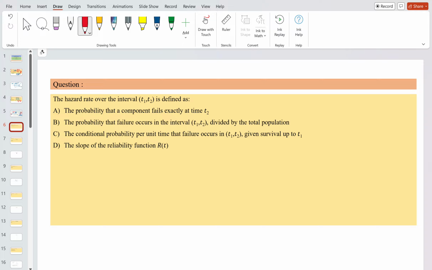Okay, I got option B. Let's wait for 2 minutes, and after that I will give the solution. Just verify whether this option is correct or not. Just read the statement that is given.